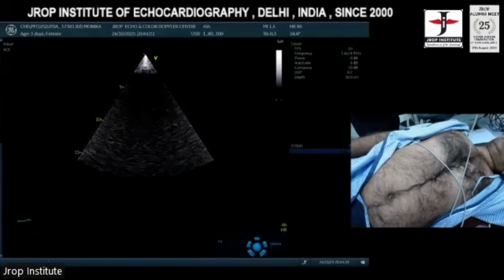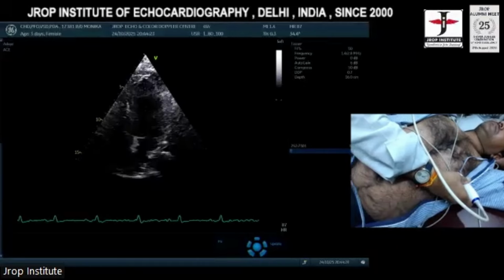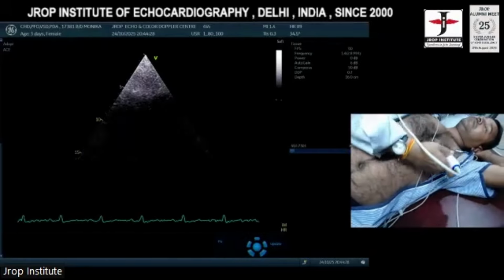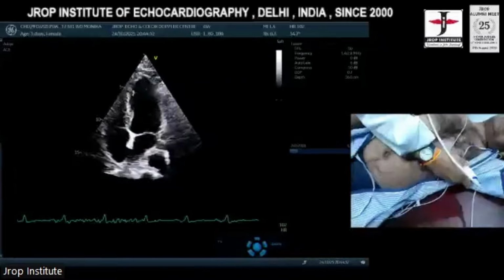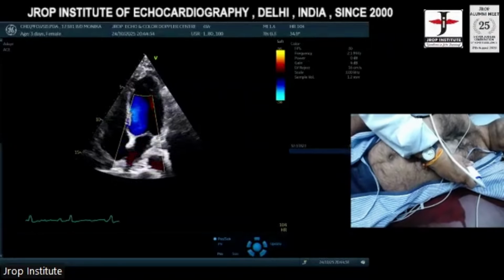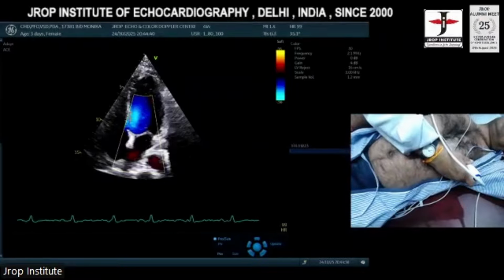Now, in this particular fashion, same patient, we get the VTI, we get peak velocity, we get mean velocity, and we get peak gradient, mean gradient. So I'm going to show you all these things together, which is applicable everywhere. So I'm going to keep a sample volume, continuous wave Doppler.